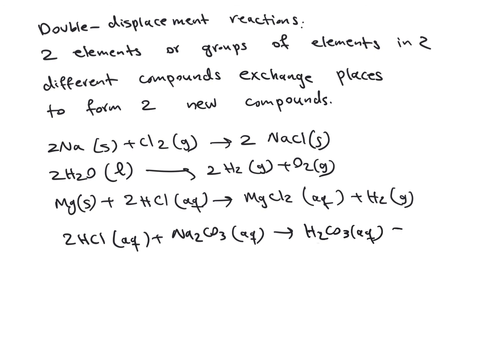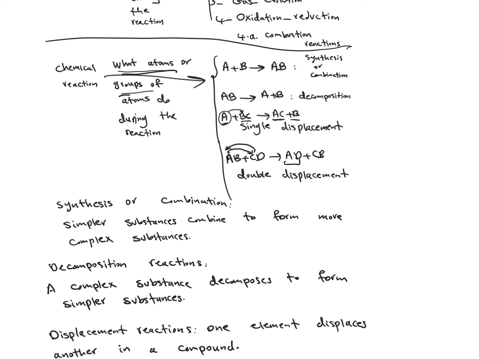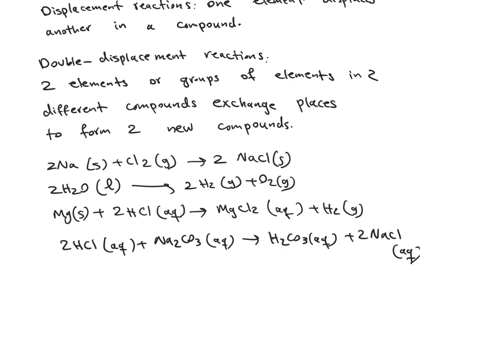Okay, so can anyone tell me what atoms or group of atoms do during the reactions? In that sense, if we want to categorize these reactions, what type of reaction is this? Exactly, we have synthesis or combination. Why? Exactly, because we have sodium and chlorine, they react with each other and form one compound, another substance. What about the second one? Exactly, we have decomposition because we have one substance that decomposes to its constituent elements.